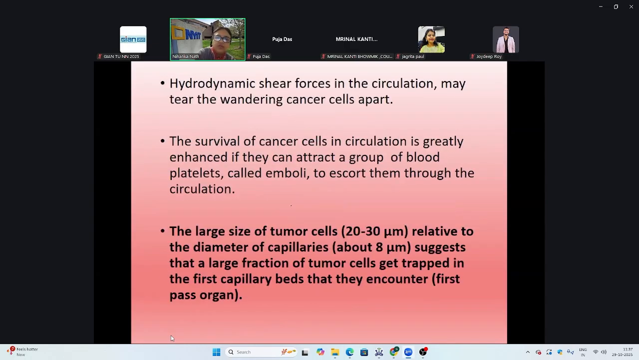All right, so the tumor cells are fairly 30 micron size, and if one enters a small capillary which has a diameter of 8 microns, that means some of the tumor cells can get trapped in the capillary beds that they encounter first. So they encounter the first pass organ. And that's why the organ has to be nearby. And so this is how they will now, if they get stuck.